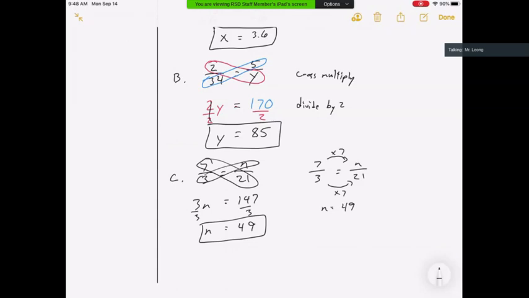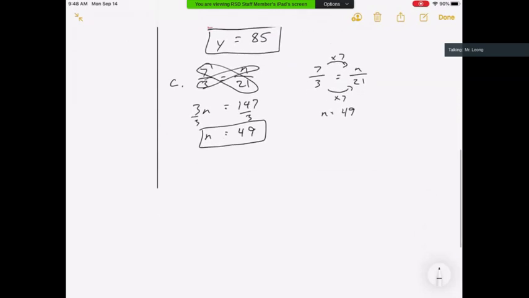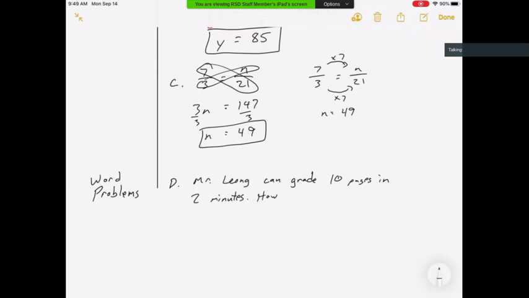Really quick, we have a little time here. Let's go ahead and go into what a word problem looks like. There are a few word problems from the homework. All right, so here's a word problem for you guys, okay? Mr. Leong, that's me, can grade 10 pages in 2 minutes. How many can he grade in 33 minutes?